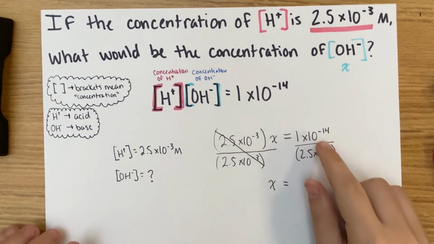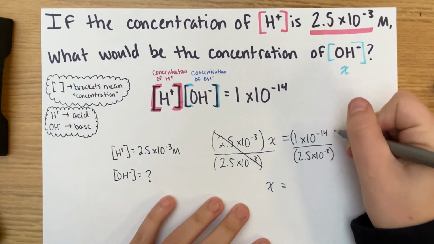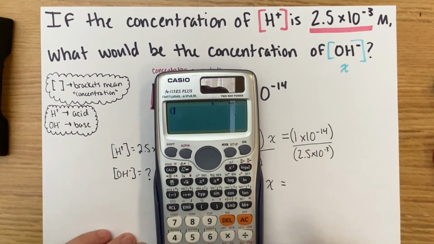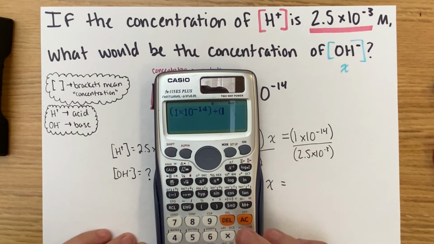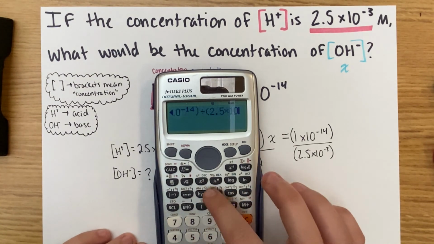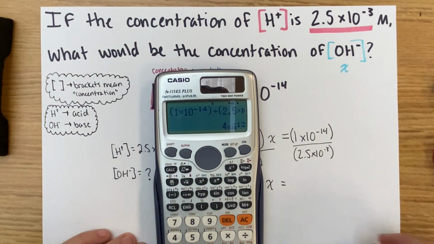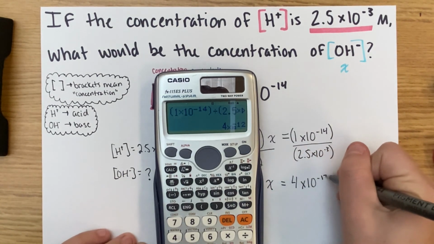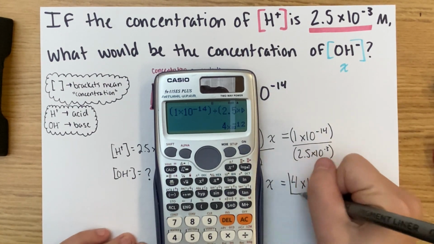And now all we need to do is type this into our calculator. Remember, when we're using scientific notation, we want to always make sure that that whole number is in parentheses. So here we go. Parentheses, 1 times 10 to the negative 14th divided by 2.5 times 10 to the negative third. Close my parentheses, and that is going to be my answer. And again, we're talking about concentration, which the units will always be molar for concentration.